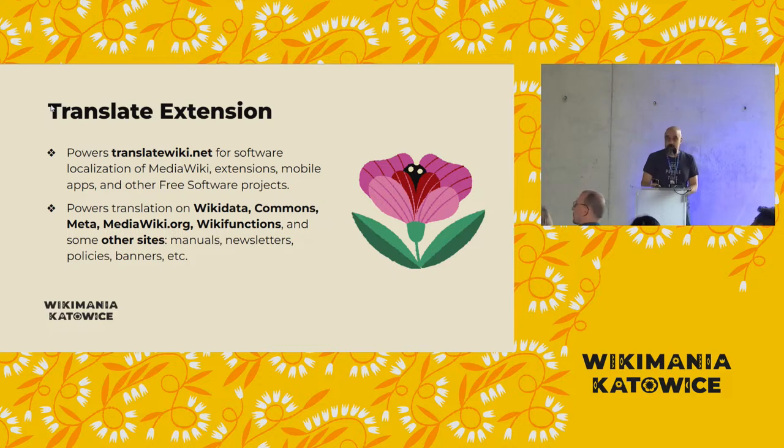Another place where the Translate extension is used is some of the Wikimedia community sites, most notably Wikidata and Commons, and Meta, and MediaWiki.org, which is the more technical site. So on these sites, it is used not for user interface translation, but for translation of pages that are not Wikipedia articles. We will speak about that in a moment. But this is for translation of pages that are not Wikipedia articles, such as help pages, documentation, newsletters, banners, central notice, and so on.